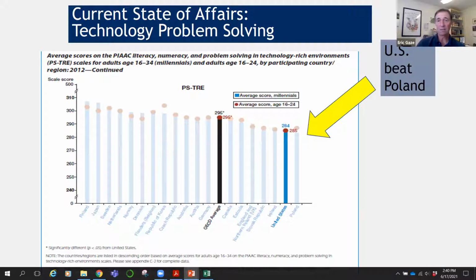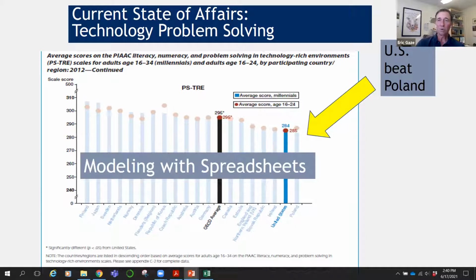We beat Poland this time. I don't think it's anything to brag about, but more importantly, the questions they were asking when they talked about problem solving using technology were questions involving modeling with spreadsheets.